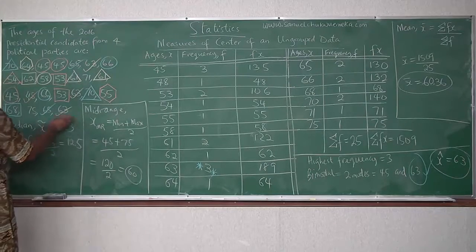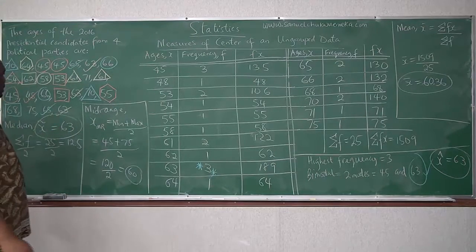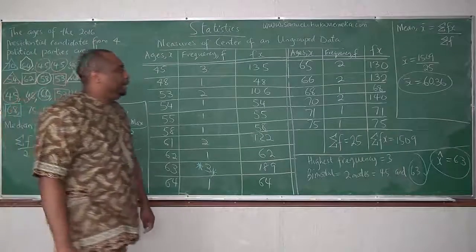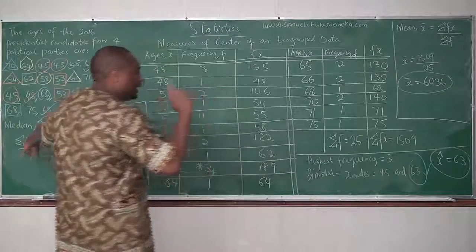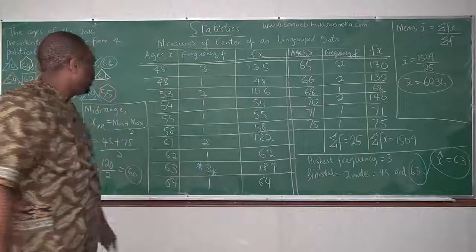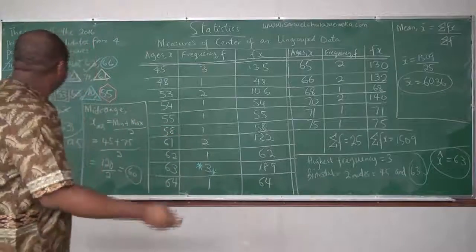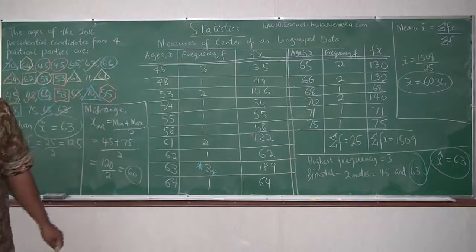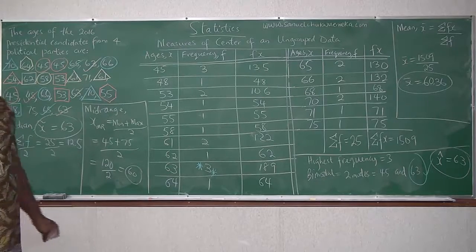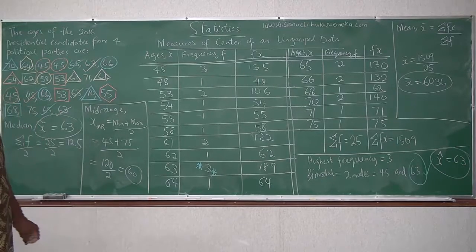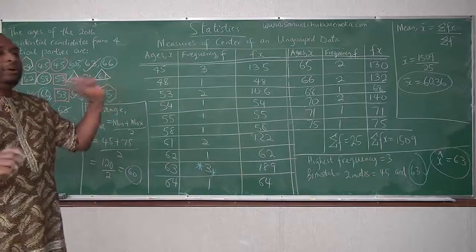So you can see our mean, median, mode, mid-range are all within the 60s, right? So 60-something are the measures of center for the data. This is for ungrouped data.